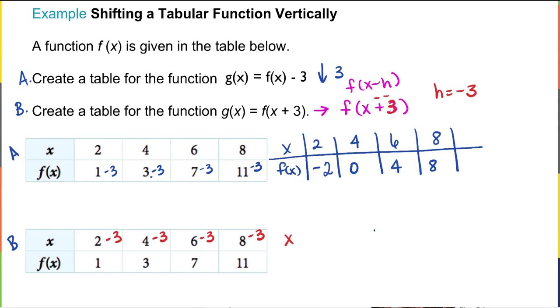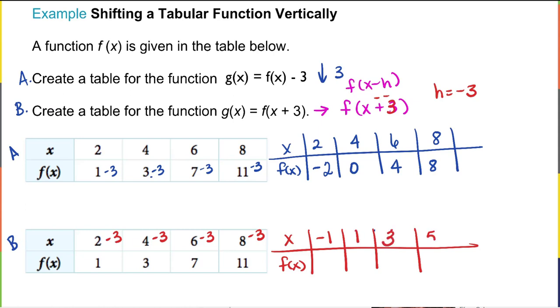And my new table, we get negative 1, 1, 3, 5. And then the y's, or the f of x's, stay the same. So we only shift the x's.